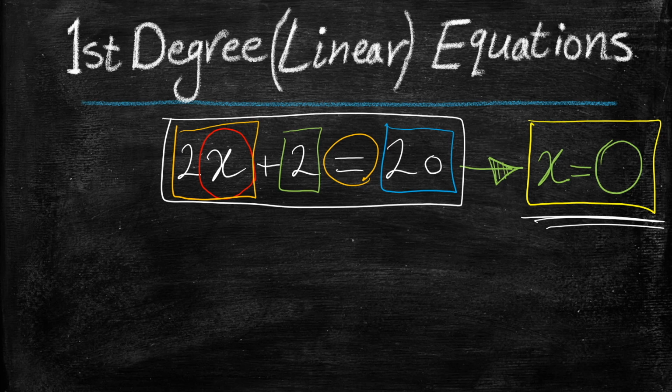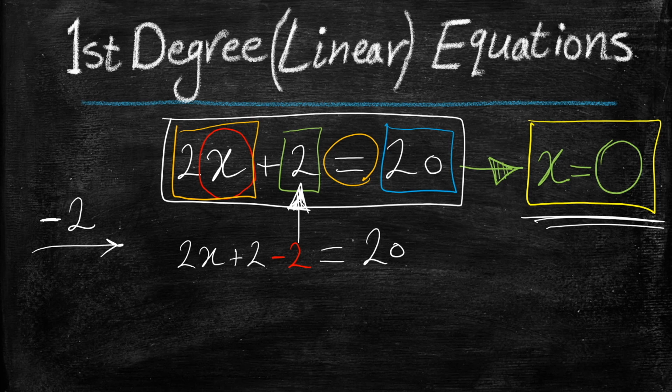So let's do something. I have this 2 in here, right? This 2 is bothering us. This is not allowing x to be isolated. So let's eliminate it. How? Well, we can subtract 2 from both sides of the equation. So I say 2x plus 2. So far, that's the left-hand side. I subtract 2 from the left-hand side.